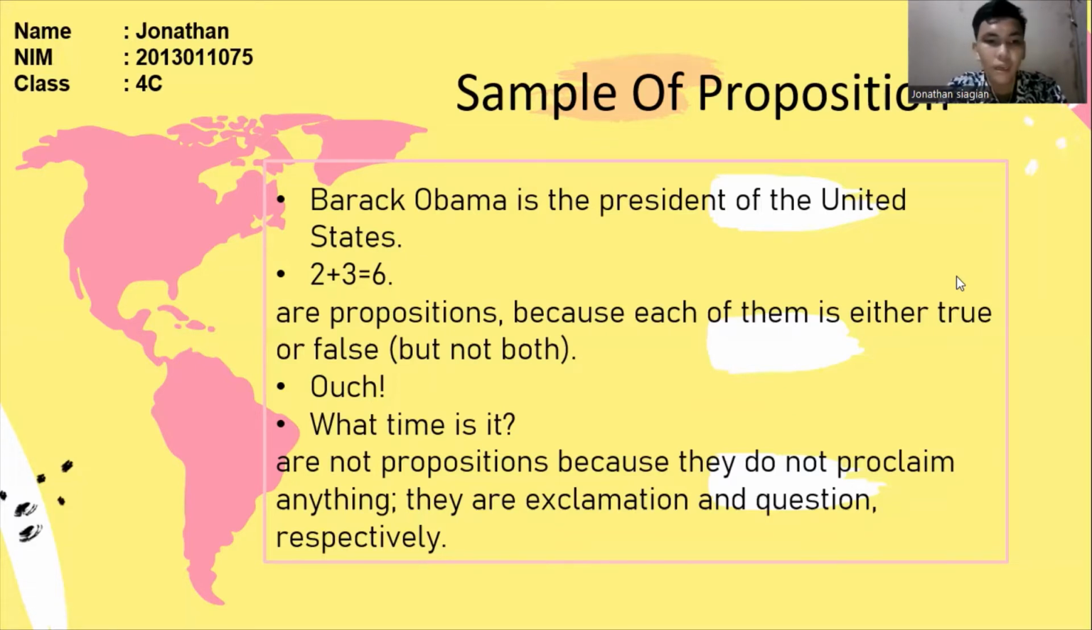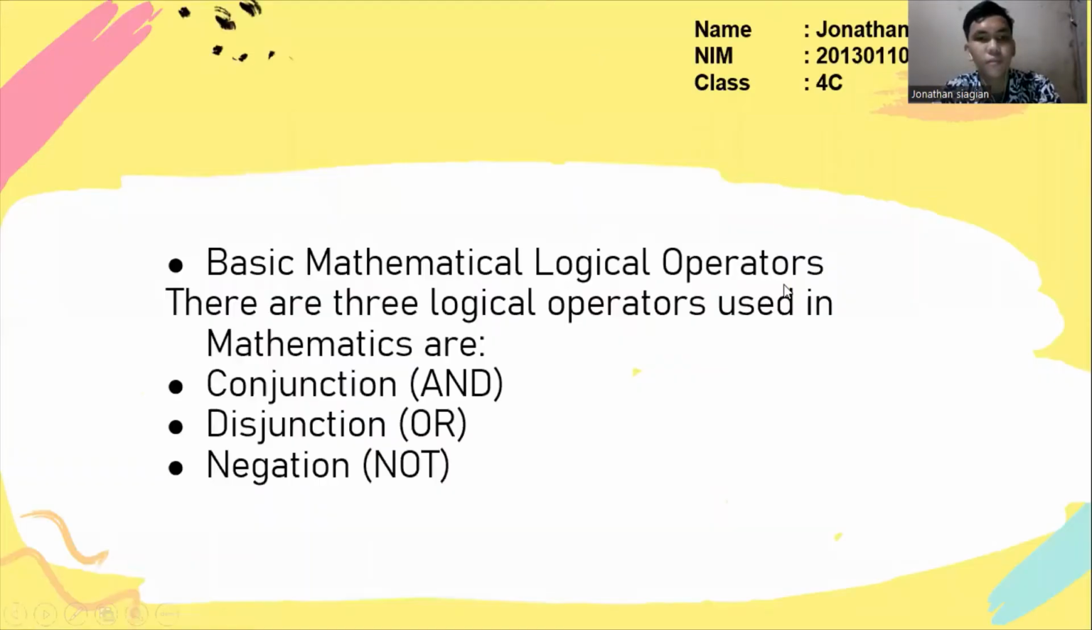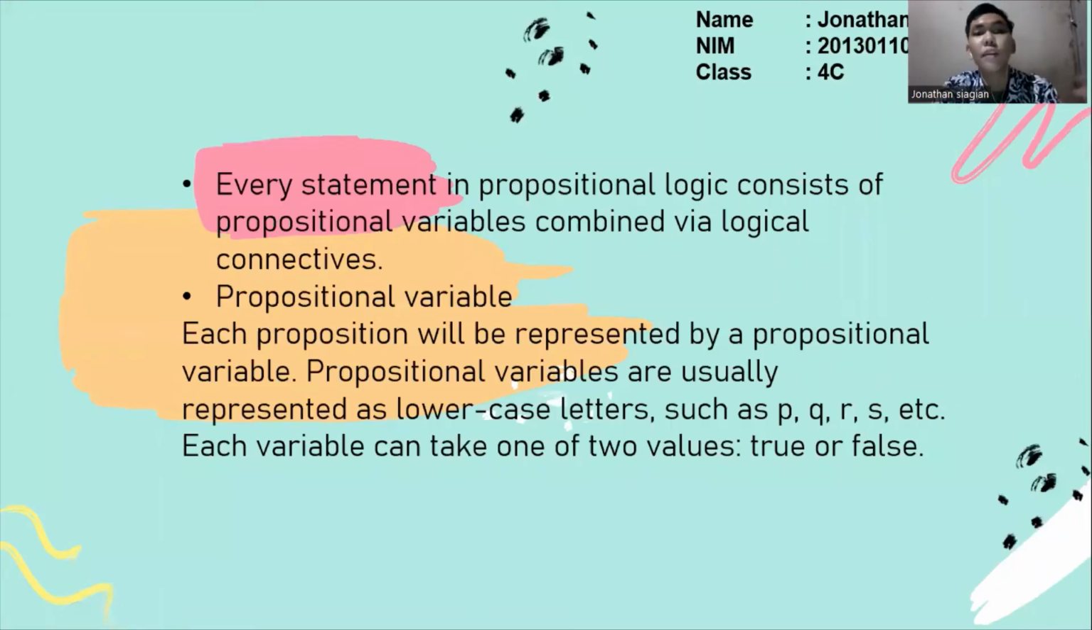We can see in the third, "Ouch," and the fourth is, "What time is it?" The two are not propositions because they do not proclaim anything. They are an exclamation and a question, respectively. Every statement in propositional logic consists of propositional variables combined via logical connectives.